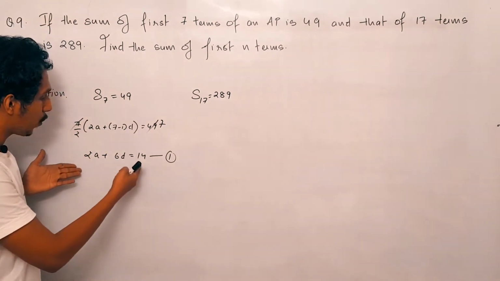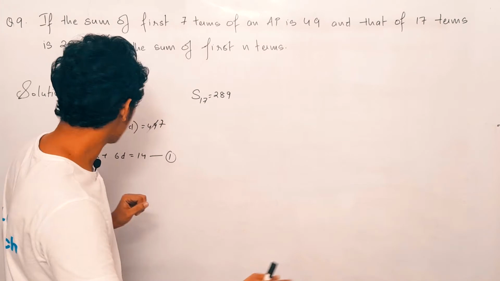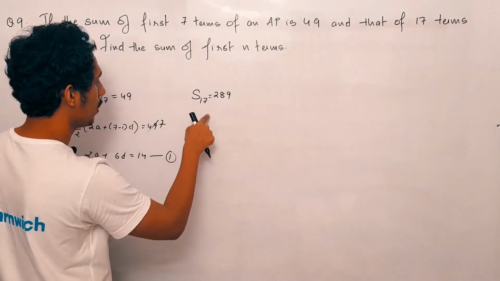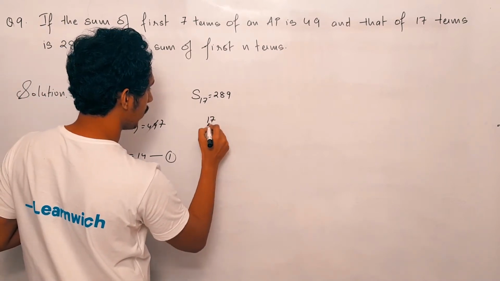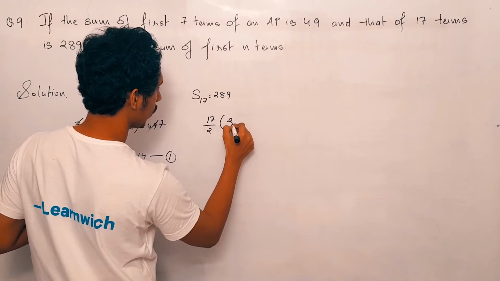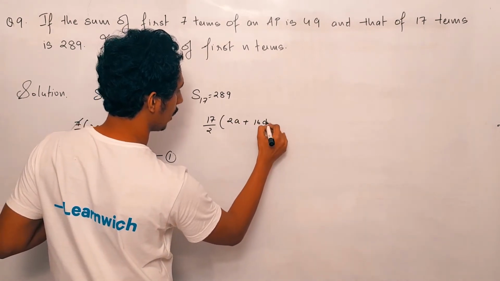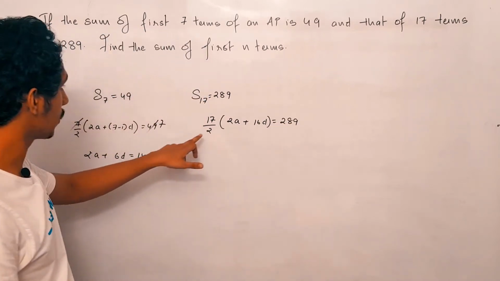Okay, 2a plus 6d. I don't have a, and I don't have d either. So you have an equation and you have 2 unknowns, then definitely you will need one more equation to find the values of a and d, no? So I'll get it from here. What is S17? S17 is 17 by 2 into 2a plus 17 minus 1, which is 16d, which is equal to 289.